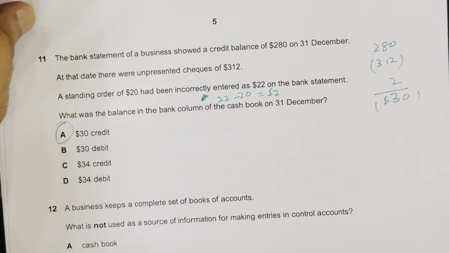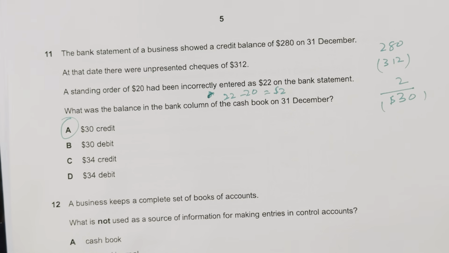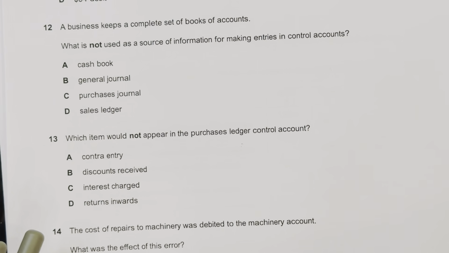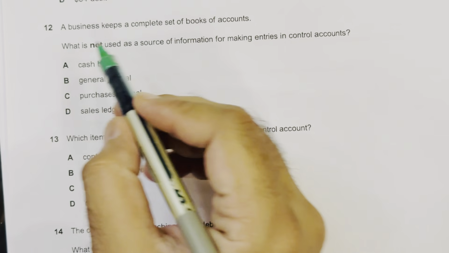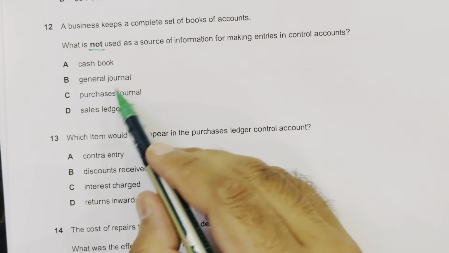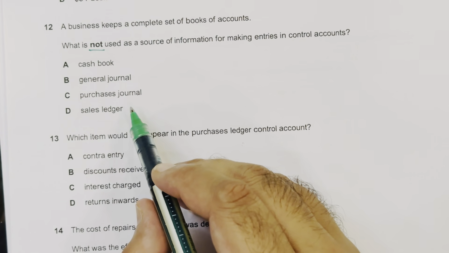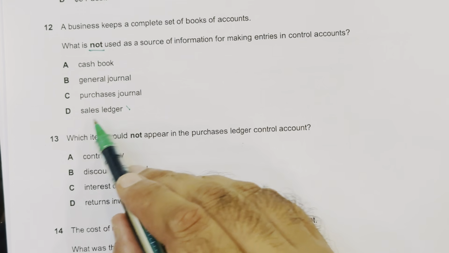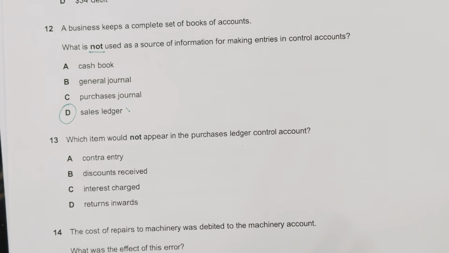Moving to question number 12. Question number 12 is that a business keeps a complete set of book of accounts, which is not used as a source of information for making entries in the control account. Cash book is used. So examiner have which is not used. Journal is also used. Purchase journal is also used. Sales journals are used, but sales journal ledgers are not used. So option number D is the right choice according to the given circumstances.